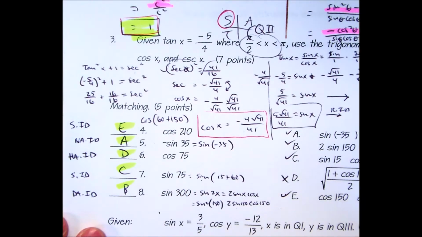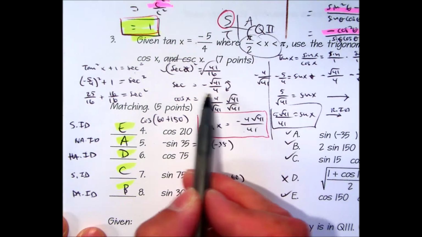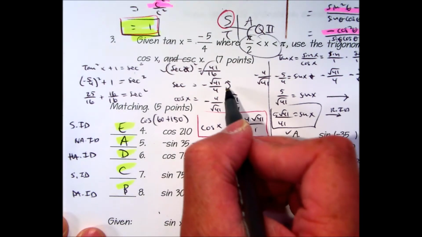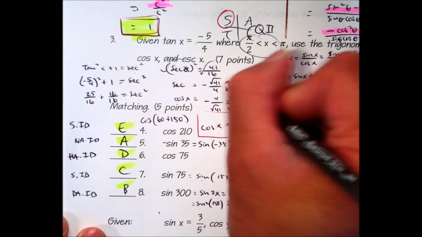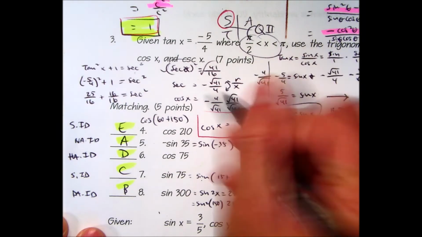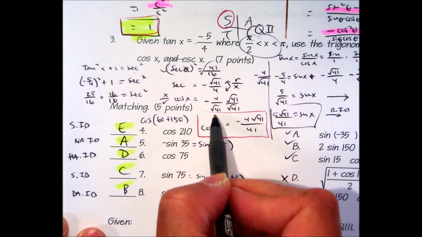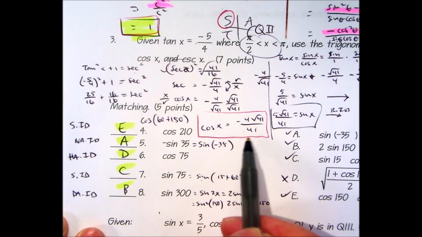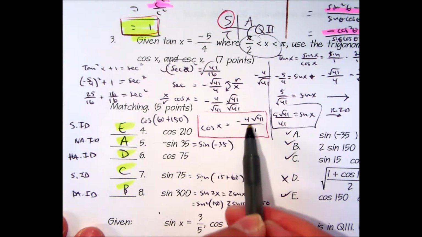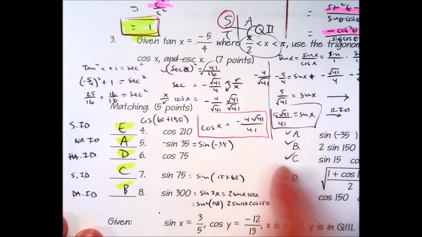Recognize that's not one of the ones I'm trying to find. I'm trying to find cosine, so I can take the reciprocal identity by just switching the r. So this is r over x, and then cosine is x over r. So I could just take the reciprocal and then rationalize. You'll get negative 4 times radical 41 over 41. Raise your hand if you got that.